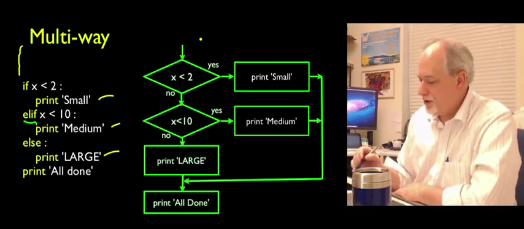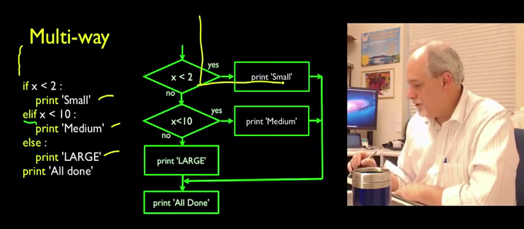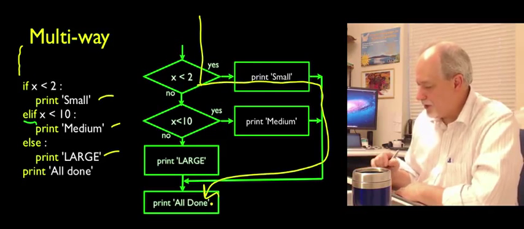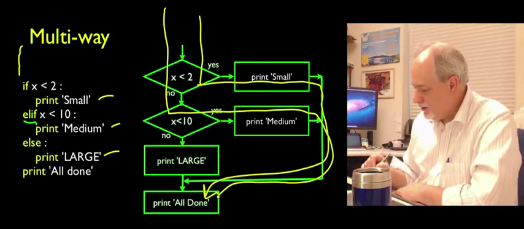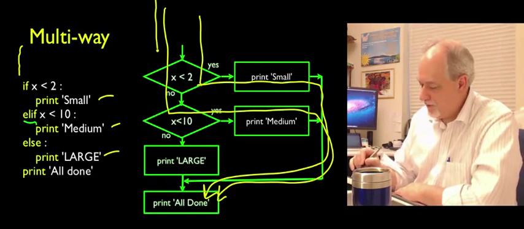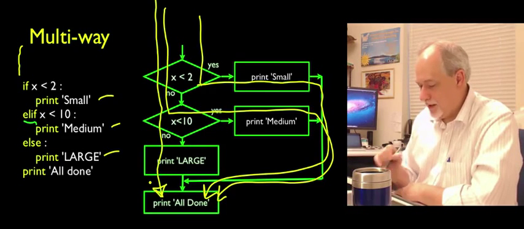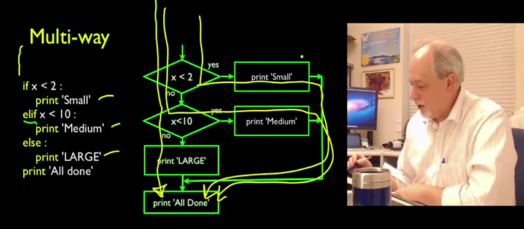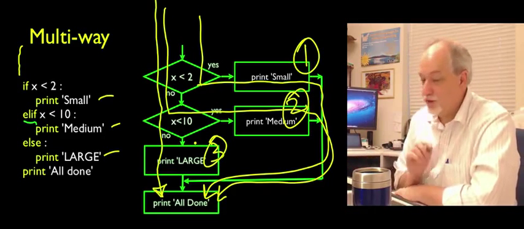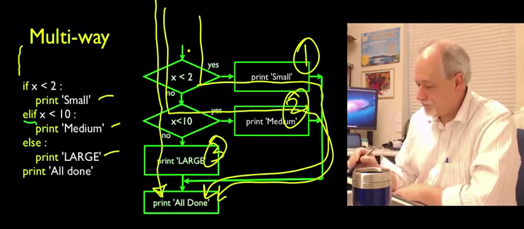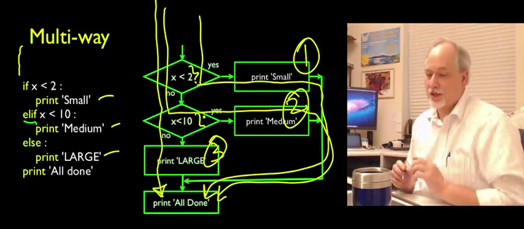So the way to think about this: if x is less than 2, we're going to run this one, and then we flush all the way out to the bottom. If x is not less than 2 and it's less than 10, we run this one, then flush out the bottom. And if x is not less than 2 and x is not less than 10, we run this one and flush out the bottom. So one of these three is going to run, based on the questions that are being asked. The questions do get asked in an order, and the order does matter.